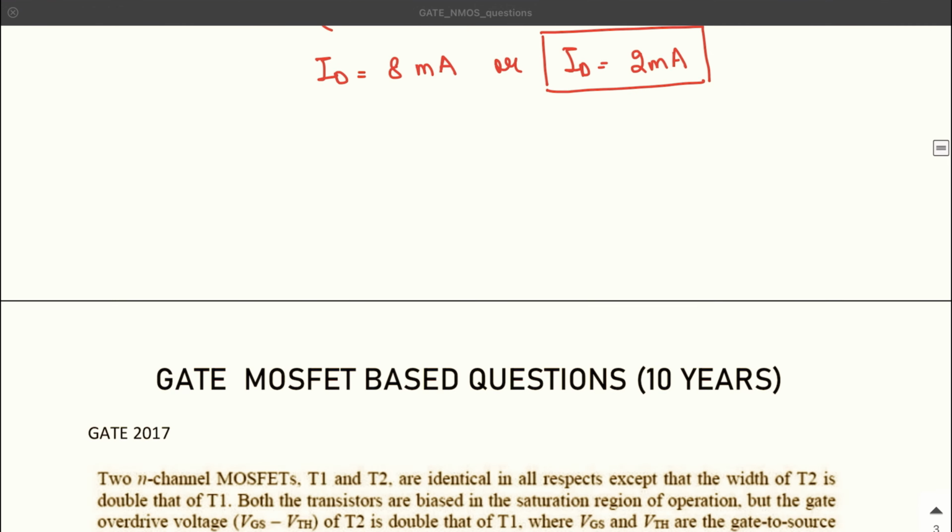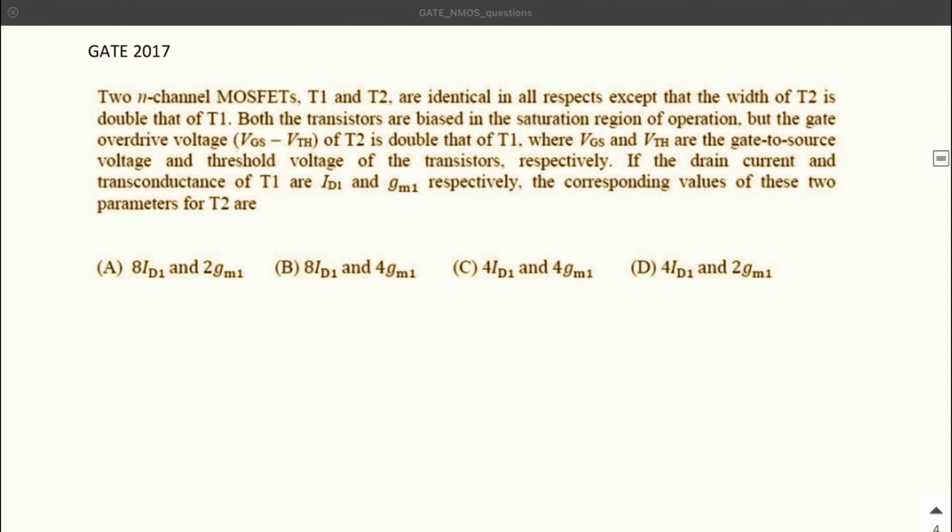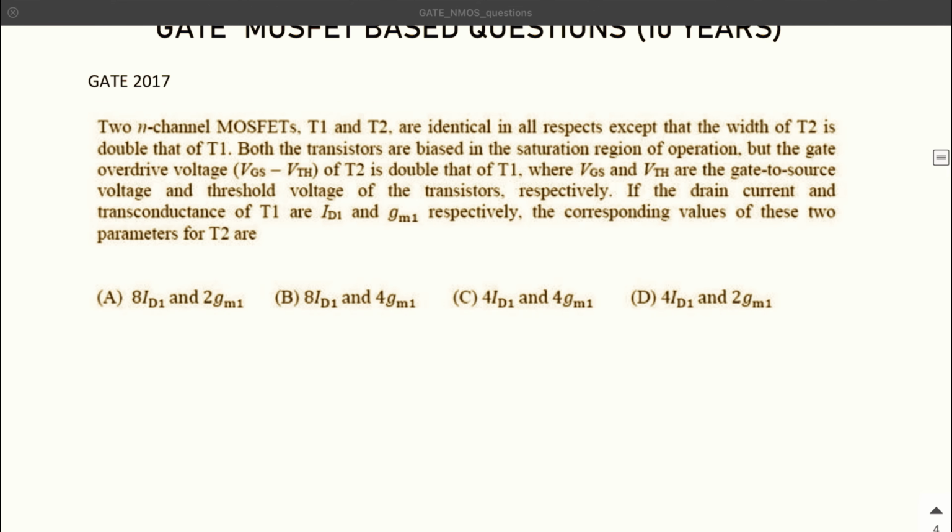Let's move ahead to the next question. Two N-channel MOSFETs T1 and T2 are identical in all respect except that the width of T2 is twice that of T1. So we'll just note down what data we are getting. Both the transistors are biased in the saturation mode, so you know that they are in the saturation mode. But the gate overdrive voltage of T2, that is VGS minus VTH of 2, is again double that of 1.